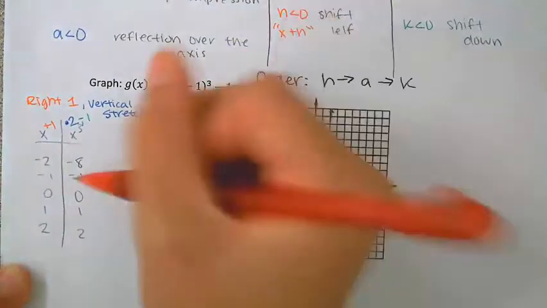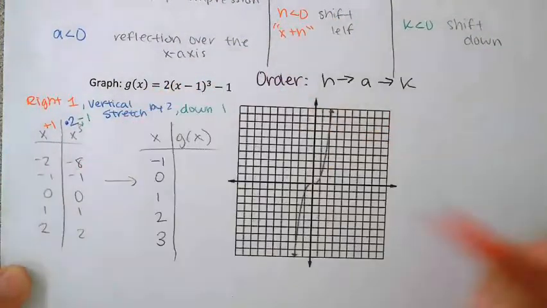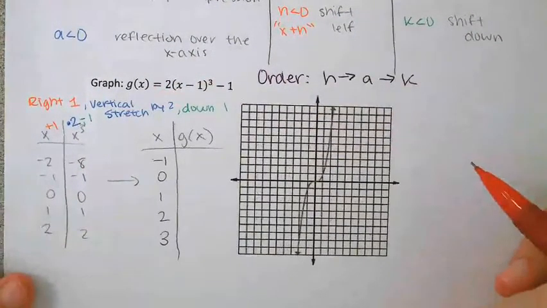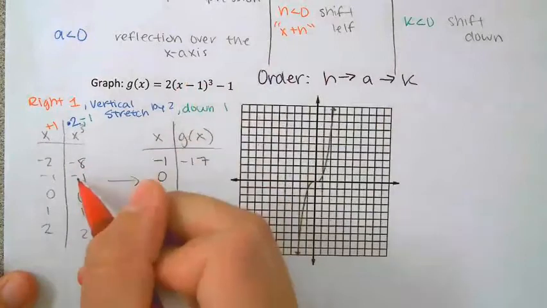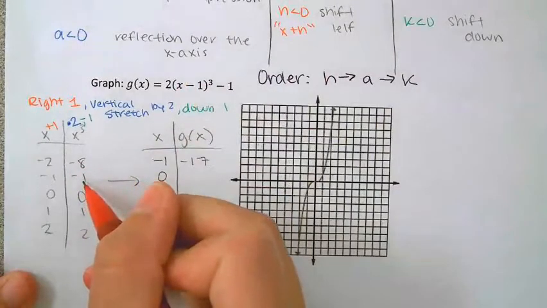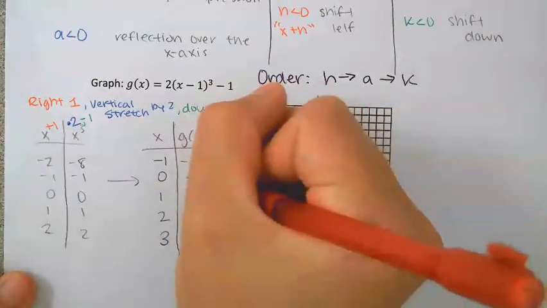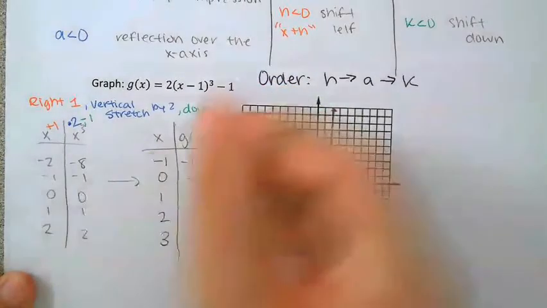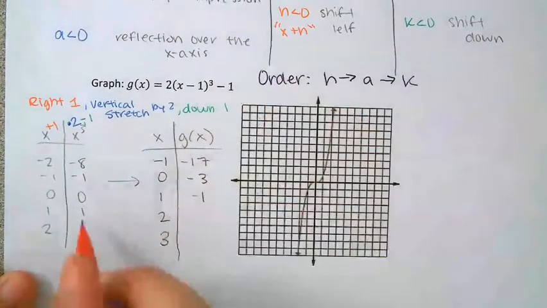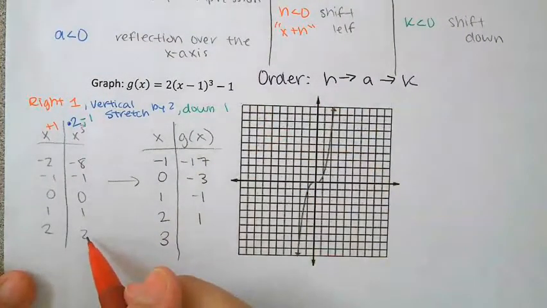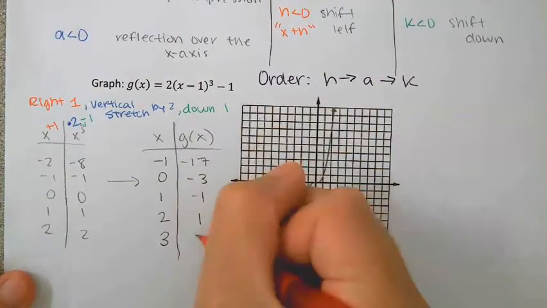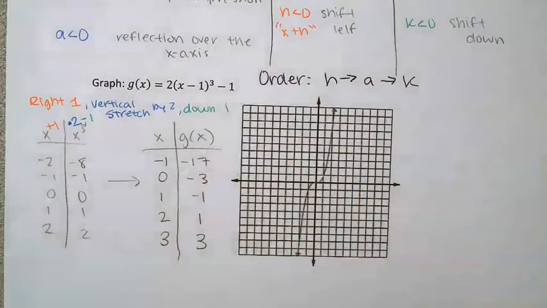And then we take all of these values, multiply them by 2, and then subtract 1. Negative 8 times 2 is going to be negative 16, minus 1 is negative 17. Negative 1 times 2 is negative 2, minus 1 is negative 3. And then here, 1 times 2 is 2, minus 1 is 1. And then 2 times 2 is 4, minus 1 is 3. So here are our points.